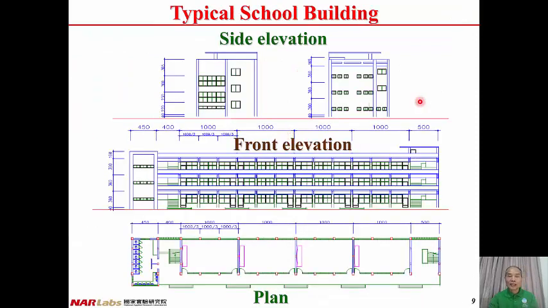And here's a typical building. From the front elevation view, there's first floor, second floor, and third floor. And from the plan view, 1 classroom, 2, 3, 4. There are totally 4 classrooms. And 1 staircase here, 1 staircase here, and 2 staircases. And here's the restroom.